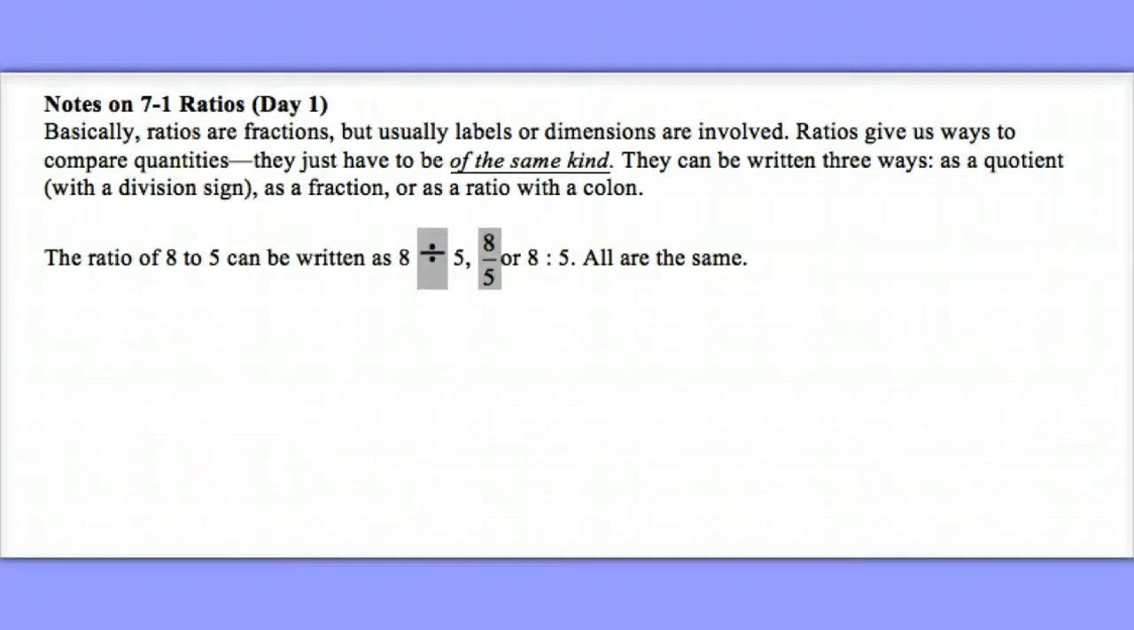We're going to be starting a new chapter involving ratios and proportions and percents. And to start this chapter, we're going to take a look at some basic definitions of ratios and computing some ratios. Ratios are basically fractions.